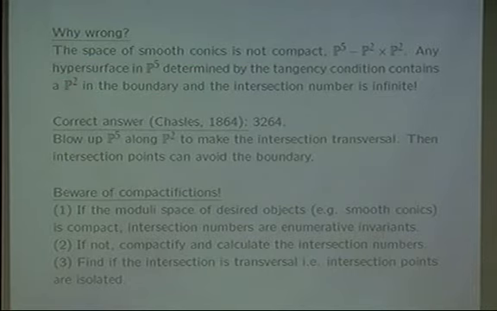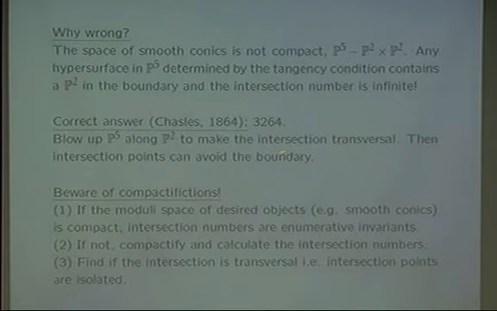So the correct answer was given by Chasles in 1864. The correct answer is 3,264. So he found that the correct compactification is the blow-up of P5 along P2, which is this bad locus. And this blow-up is something called the variety of complete conics, which is historically very important.